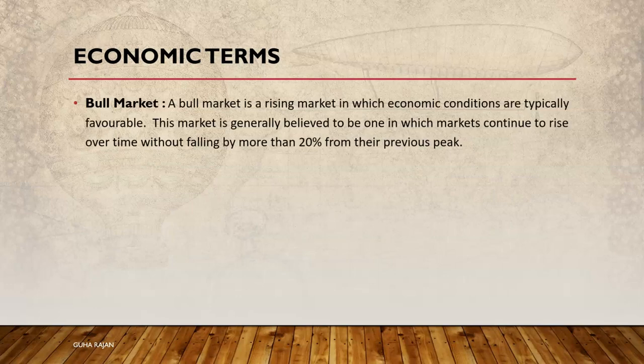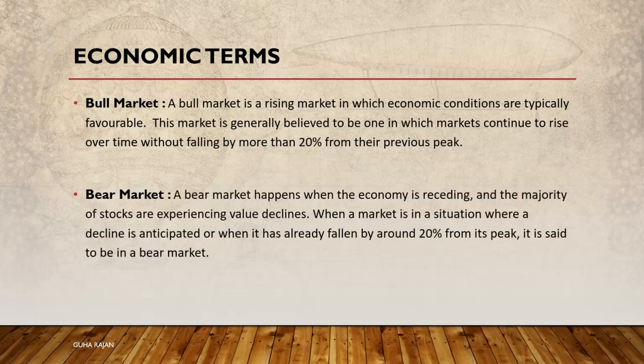And then, this is regarding the stock market. When the stock market is rising, it is called a bull market. You will see that sometimes the stock market booms and keeps rising, then it is termed a bull market. A bear market is when the economy is receding, with the majority experiencing declining values. When the stock market falls, it is termed a bear market. So these are the key terms.